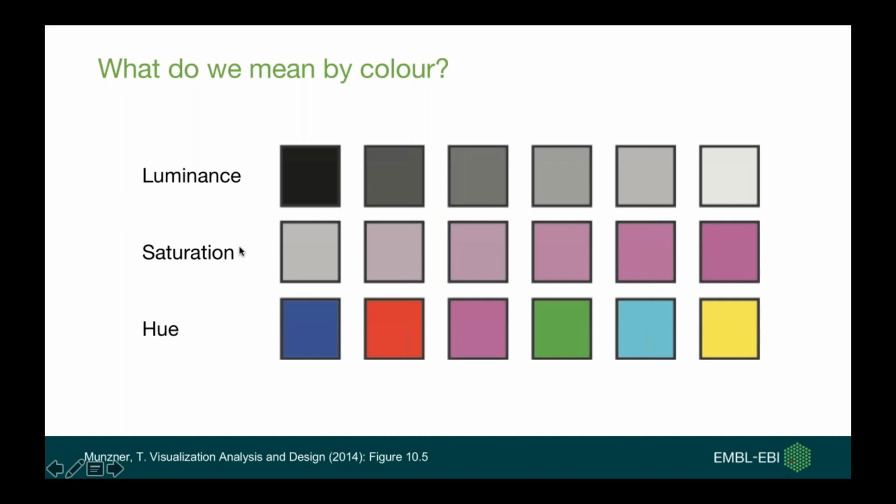One of them is saturation, which is how much of the actual color you have. So if you look at the end of the second row, at the rightmost square, this has more violet color than the rest, so it's more saturated in this particular color. As you move towards the left, it becomes less saturated. And there's also an aspect called luminance, which has to do with the brightness of the color. So typically black is the darkest color, and you can make it brighter by adding white.